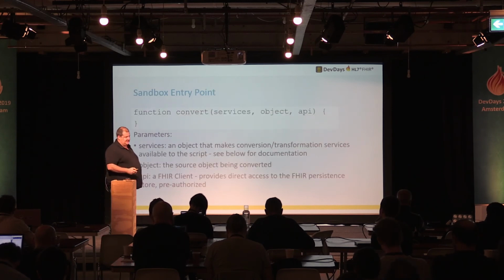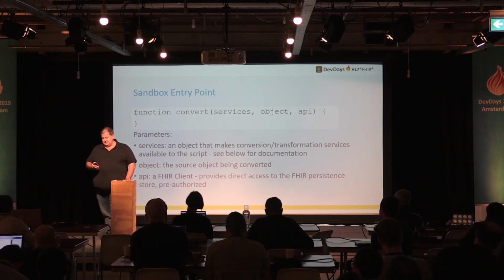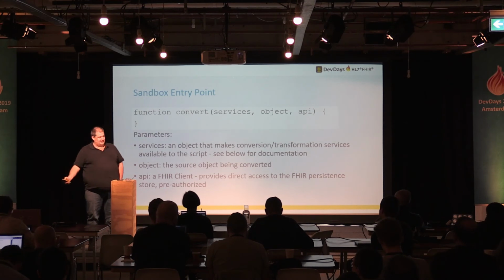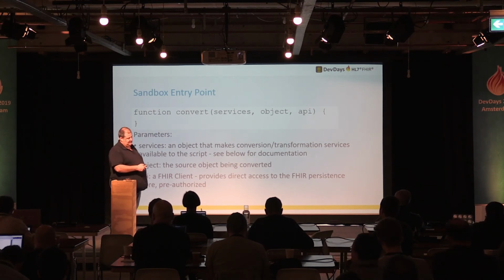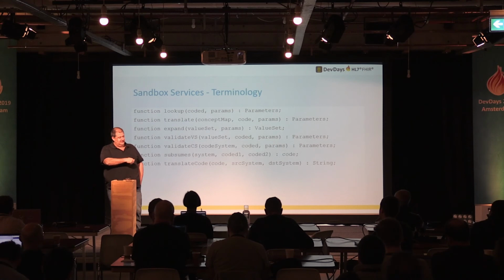So a JavaScript entry point: every JavaScript that you write starts with this common entry point. It says I've got a bunch of services, I've got an object I'm going to convert, and I've got a handle to a FHIR API, and I'm going to orchestrate the mapping in JavaScript. And you've got these JavaScript functions you can call on to do the API functionality.